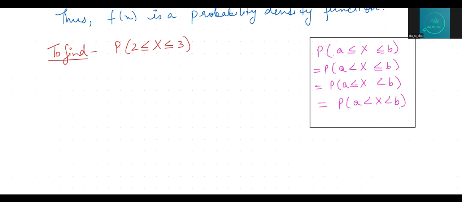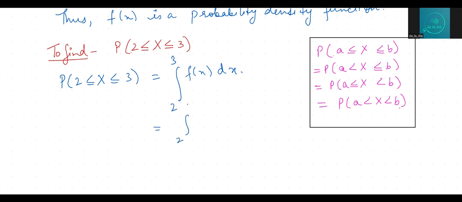But here, because we are talking about the area under the curve, we are talking about integration, so it doesn't matter. So what we need to find out is the probability of X lying between 2 to 3. This would be the area under the curve where X is lying from 2 to 3, f(x) dx. As we know, the value of the density function between 2 to 4 is given to us. So this is 2 to 3, and it remains the same.